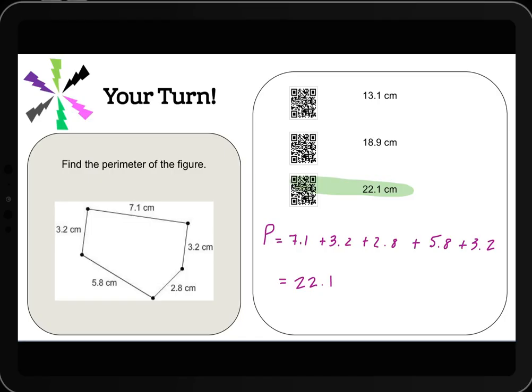Keep in mind that perimeter is a linear measurement. That's an important point to bring up. Linear measurements also are measured using the same units as each individual side length. So that means the perimeter is 22.1 centimeters, because it's a linear measurement.